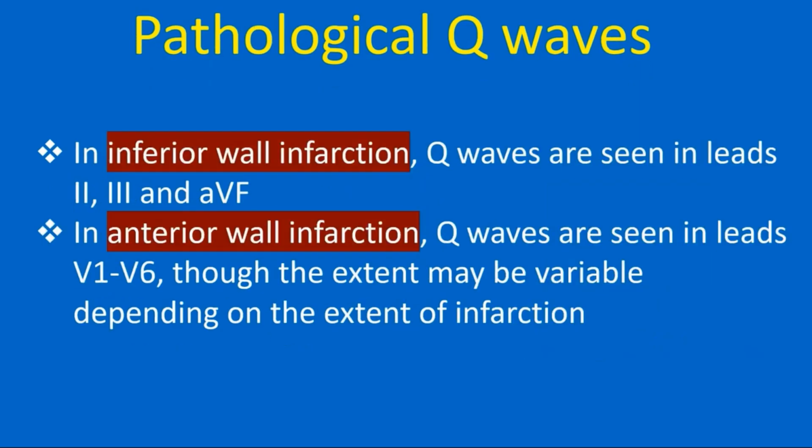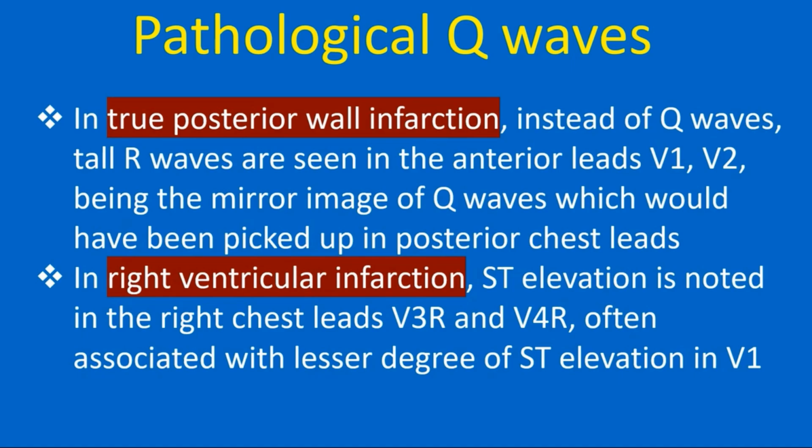In inferior wall infarction, Q waves are seen in leads 2, 3 and AVF. In anterior wall infarction, Q waves are seen in leads V1 to V6, though the extent may be variable depending on the extent of infarction. In true posterior wall infarction, instead of Q waves, tall R waves are seen in the anterior leads V1, V2, being the mirror image of Q waves which would have been picked up in posterior chest leads.